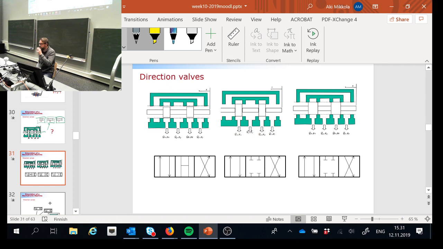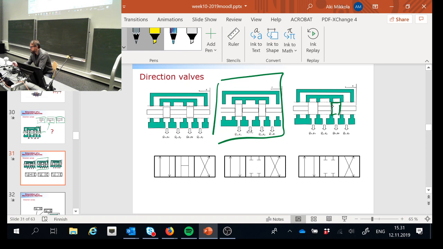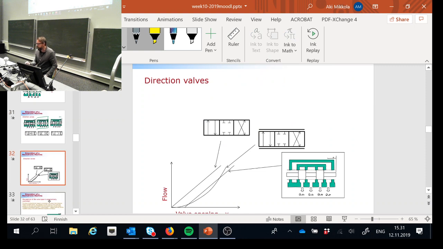So let's look at one more thing here. The land can have very different geometries. It's possible that the land itself is actually smaller than the drillings, and that's the case when in a middle position all the channels are connected together. Or it may be the case, like we just looked at in a previous slide, that the lands are much bigger than the drillings. This is a little bit of a special case because in this case you have to move the spool a bit in order to introduce even a little bit of flow through this directional valve.